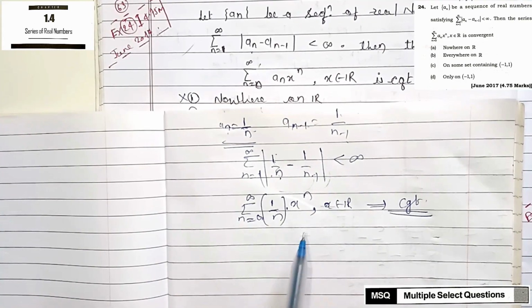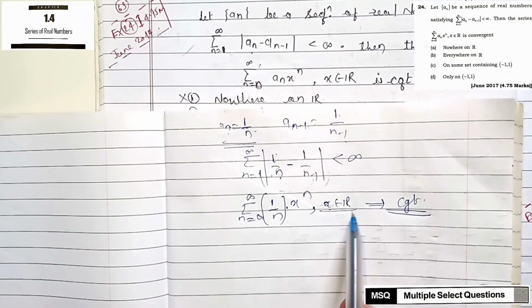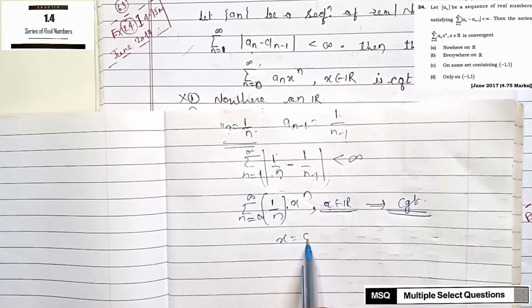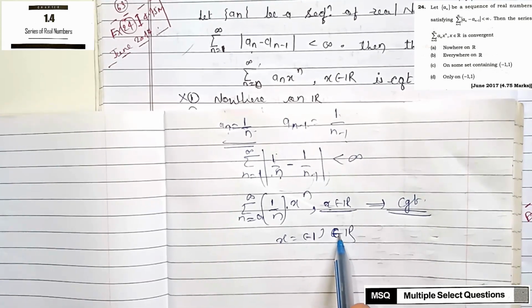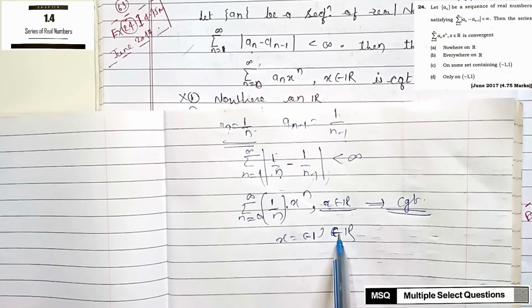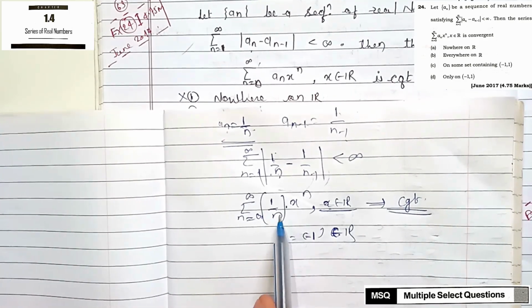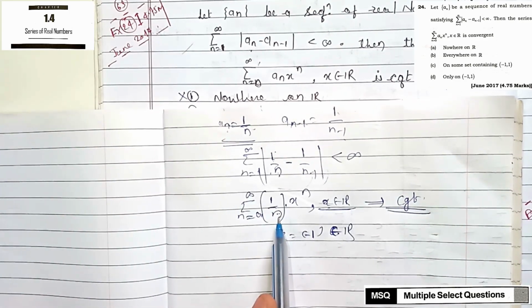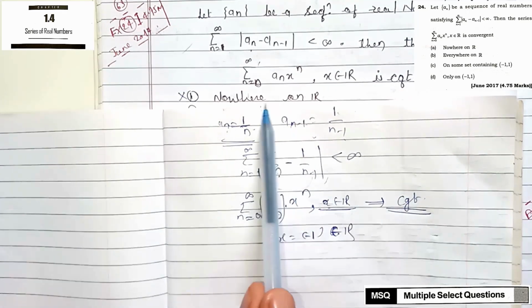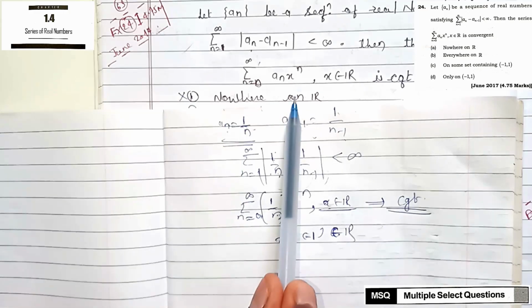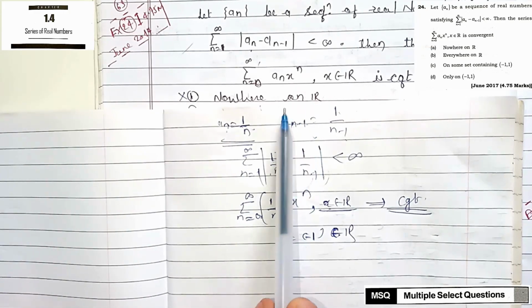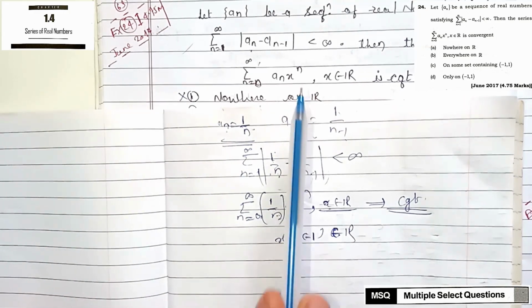Now if x is from real numbers, can I select x as -1? Yes, -1 belongs to real numbers. So if I select x as -1 from real numbers, then we'll figure out whether this series is convergent or divergent. They say that the series is everywhere divergent, that means nowhere convergent on R.